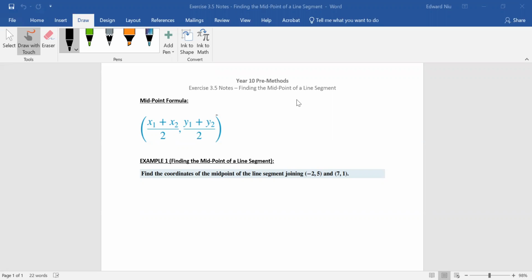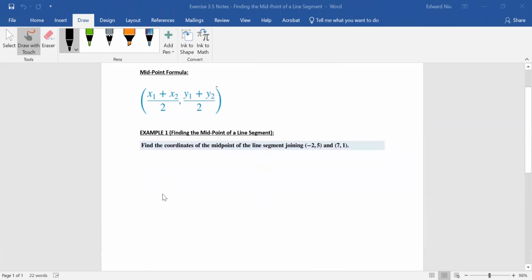So in 3.4, we were finding the distance between 2 points, the length of that line segment, using Pythagoras. But here for the midpoint, we're just finding the middle of the x distance and the middle of the y distance. How do we do that? We take the two coordinates' x values, add them, and divide by 2. And then we take the two coordinates' y values and divide by 2 after adding them both together.